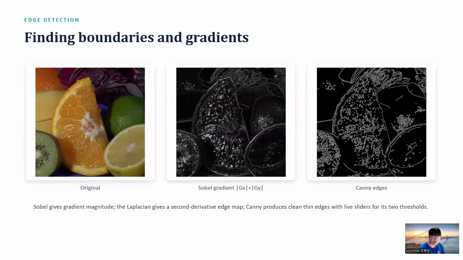Edge detection finds boundaries. Sobel computes the image gradient, and I combine the horizontal and vertical parts into a single magnitude image. Canny goes further and produces clean, thin, connected edges. I put its two thresholds on a live slider so you can tune the sensitivity. A Laplacian edge map is also there. All of those run on a grayscale version of whatever image is current.